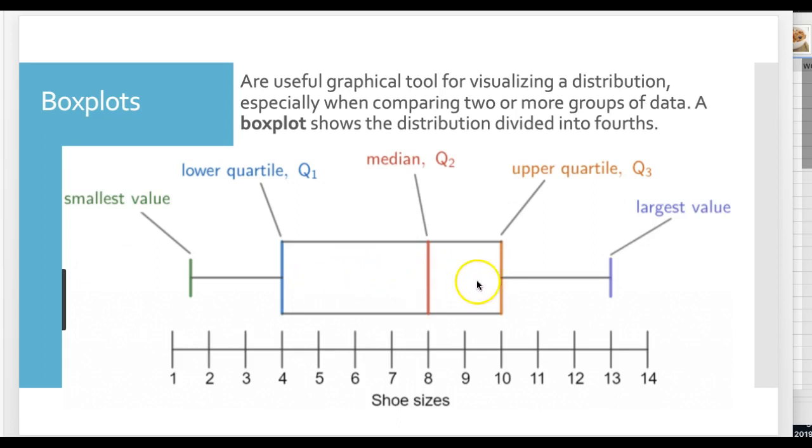So what this is telling you is that there were a lot of shoe sizes between 8 and 10 for this example, just a lot of them. There's 25% within a short range, from 8 to 10. And then there's another 25% of shoe sizes that range from 10 to 14. So the length of this box is the interquartile range, and the middle 50% of the data is in this box here.